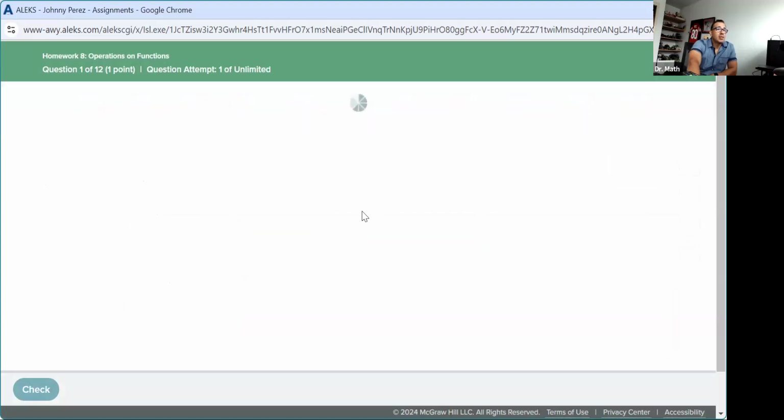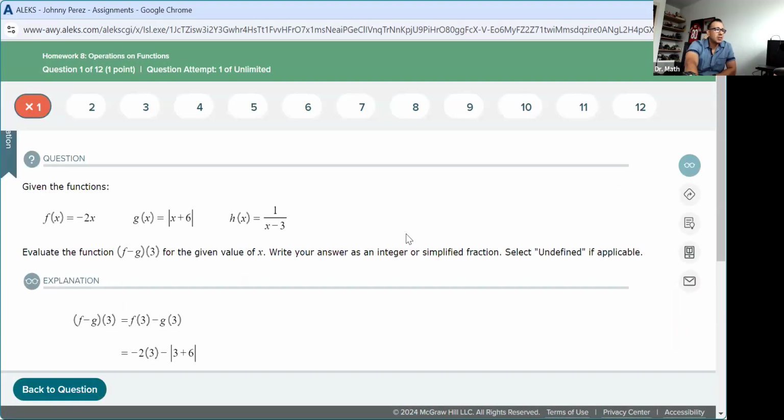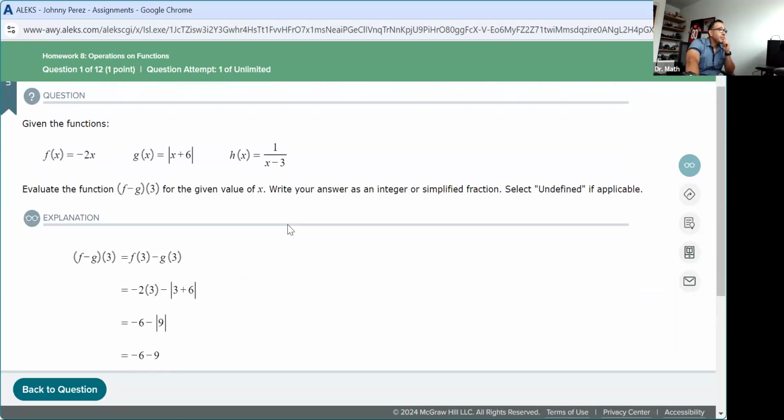And I'll use the explanation to help you out because sometimes the explanation itself isn't that helpful. So let me give you some more context, some more information behind the scenes. All right, so notice you have three functions here. And what they're going to do is they tell us to evaluate.